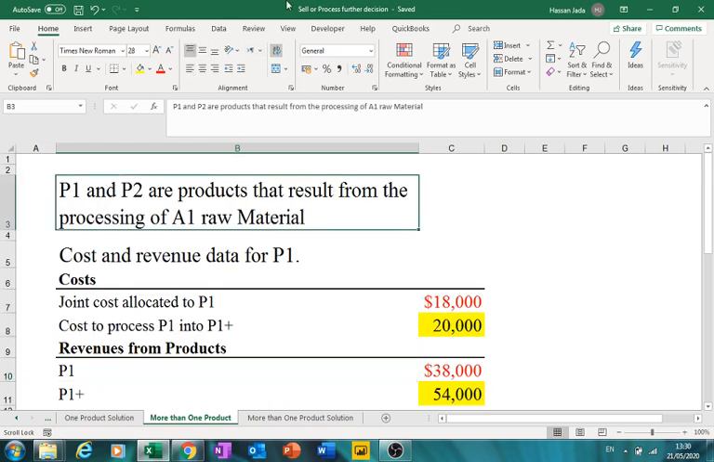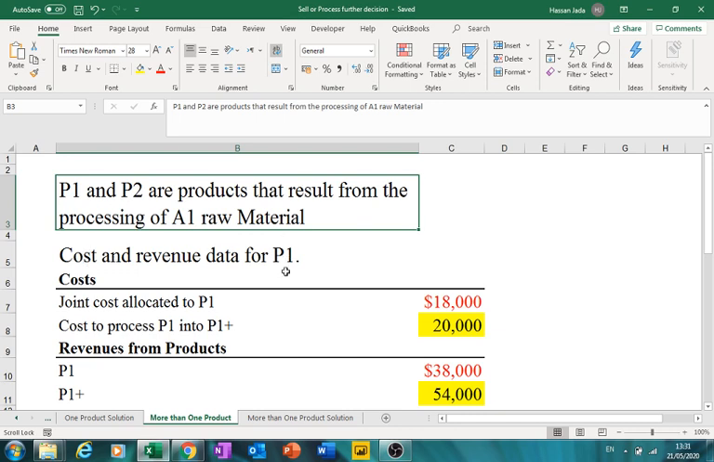Continue our examples with the sell or process further decision making. We have an example here for two products. We finished an example for one product and we will continue with the example for two products. We have a company here that processes a raw material. We will call it A1 raw material up to the split-off point, and this is a joint production process which results in two products, P1 and P2.